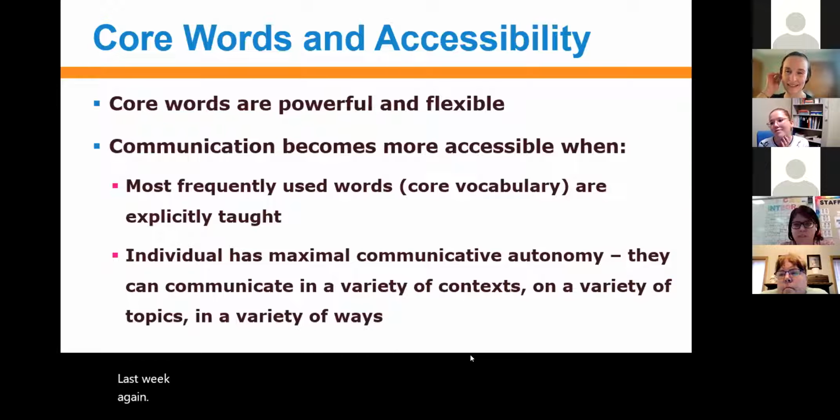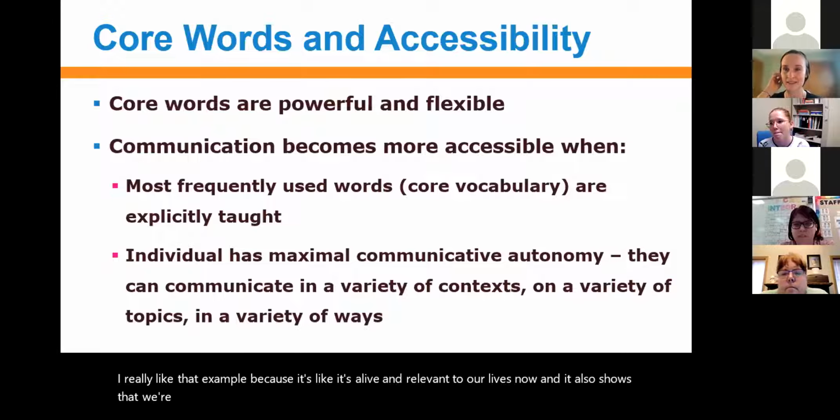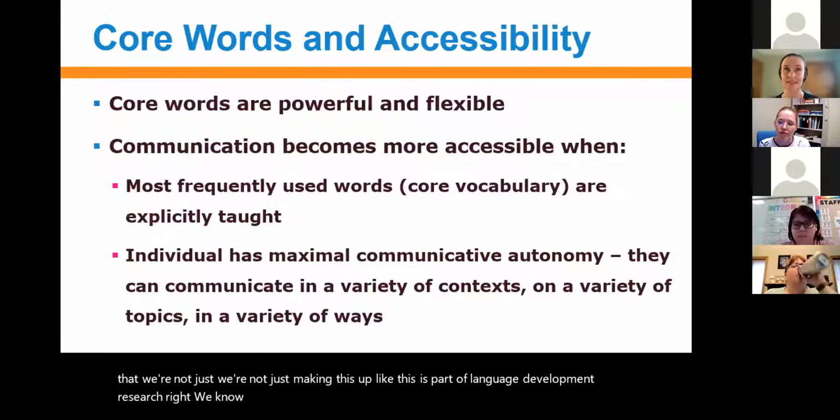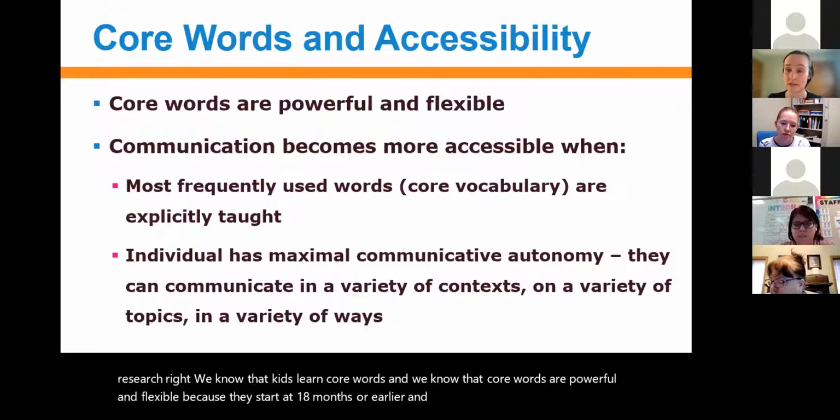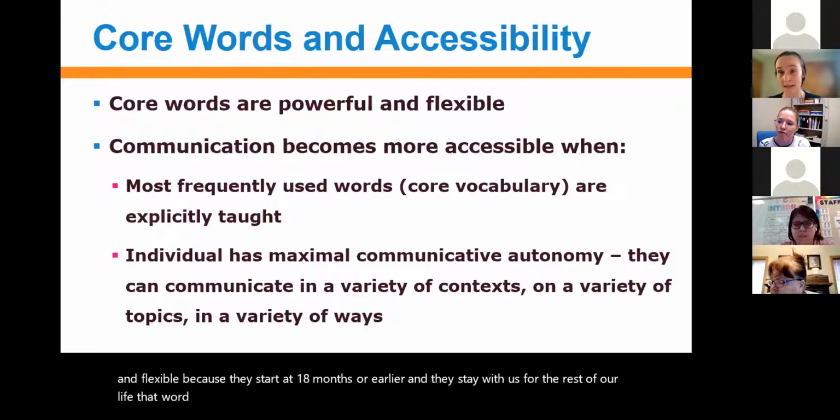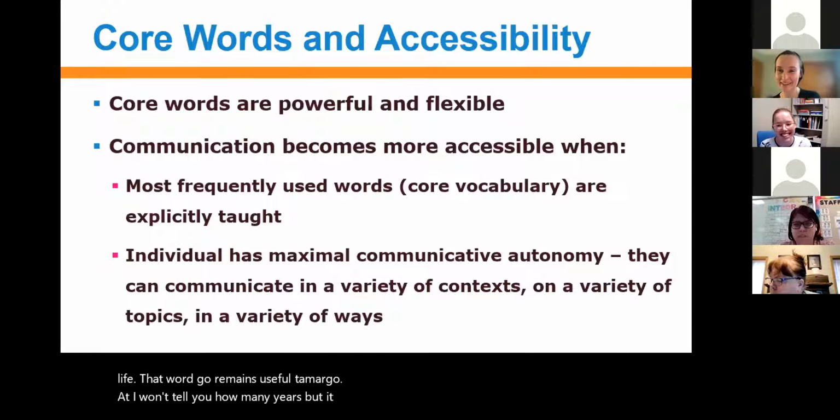I really like that example because it's live and relevant to our lives now, and it also shows that we're not just making this up. This is part of language development research, right? We know that kids learn core words, and we know that core words are powerful and flexible because they start at 18 months or earlier and they stay with us for the rest of our life. That word "go" remains useful to Margot now at, I won't tell you how many years, but it started at one, right? She's had that word for her whole life.